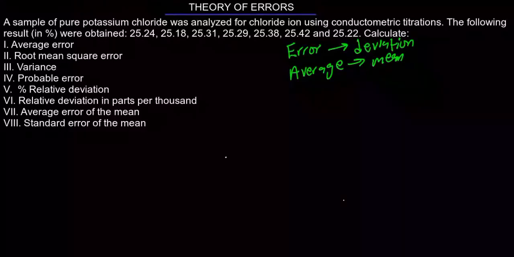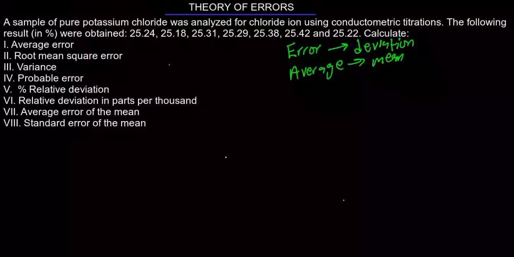Now, looking at this, can you tell me another word for average error? Replace average with mean and replace error with deviation. What do you have? This word, average error, also means mean deviation.